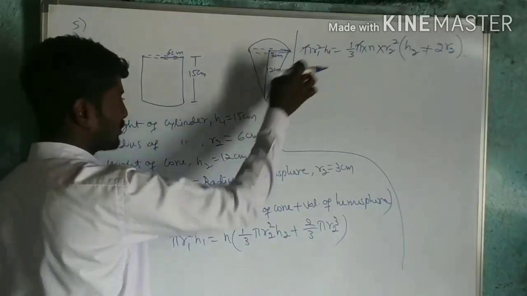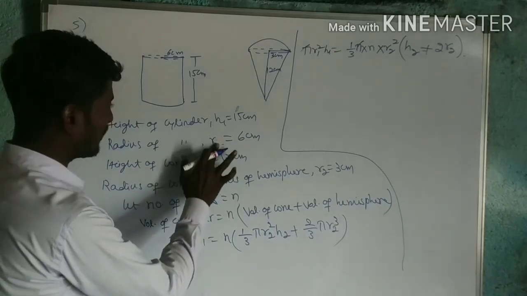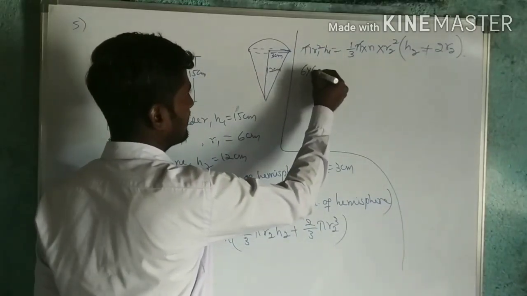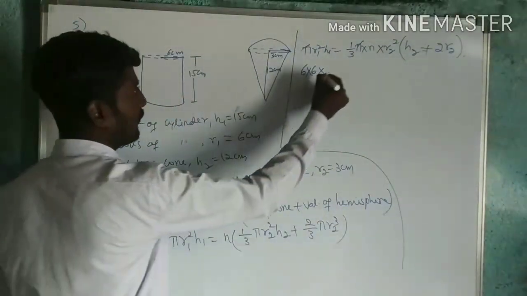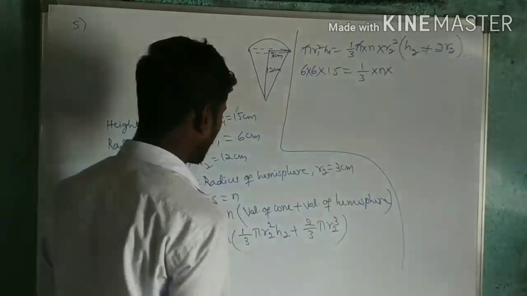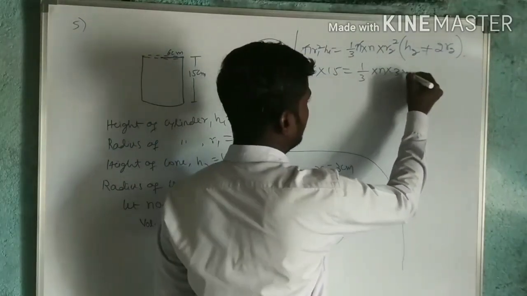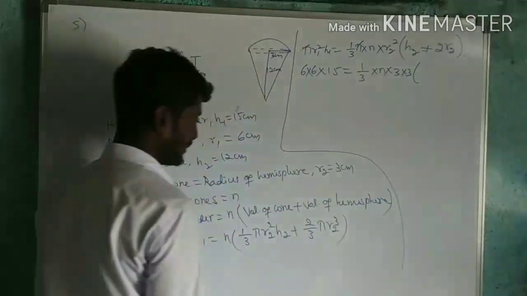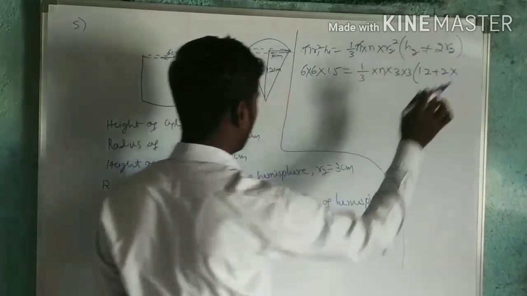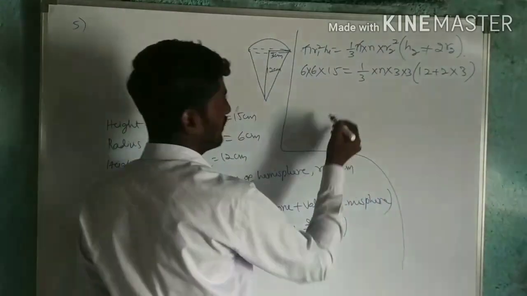Substitute the values. Here the r1 value is 6, so 6 into 6, and h1 value is 15. Then 1 by 3 into n into r2 square, where the r2 value is 3, so 3 into 3. Inside, h2 value is 12 plus 2 into r2, and r2 is again 3.